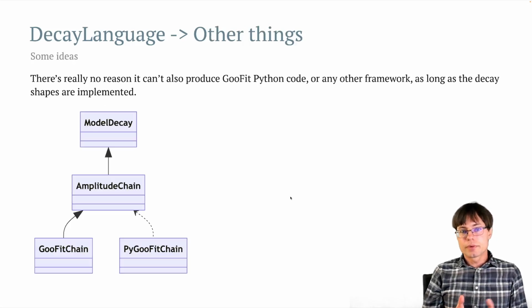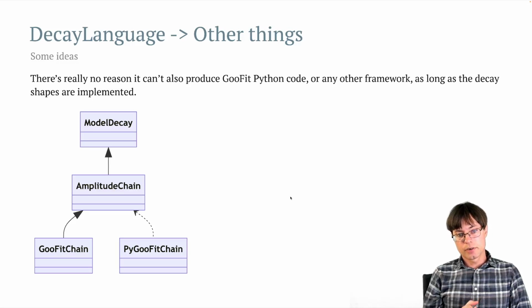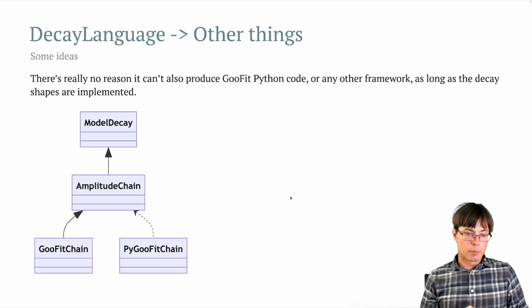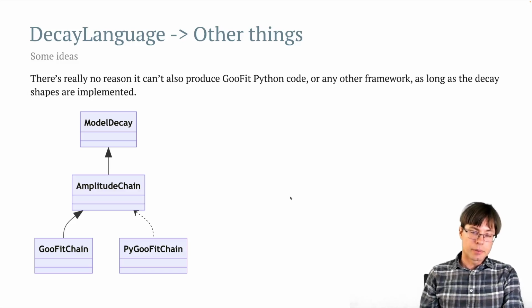Also, there's no reason that this can't produce, say, GooFit Python code to configure GooFit from its Python interface. The way it was designed, there's a model decay and then an amplitude chain, and the GooFit chain is just a specialization of the amplitude chain. But you could have any other specializations you wanted that produced any other framework code you wanted. PyGooFit would, of course, be really easy to write. And if we have another framework that has these line shapes and spin factors, you could teach it how to produce that as well.